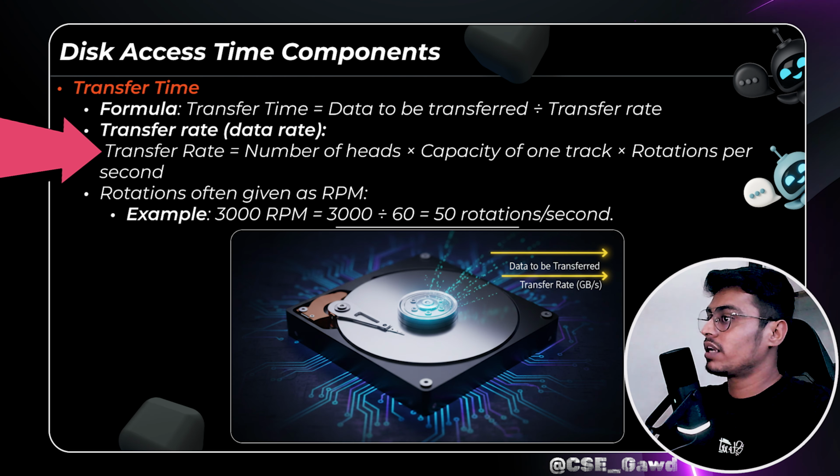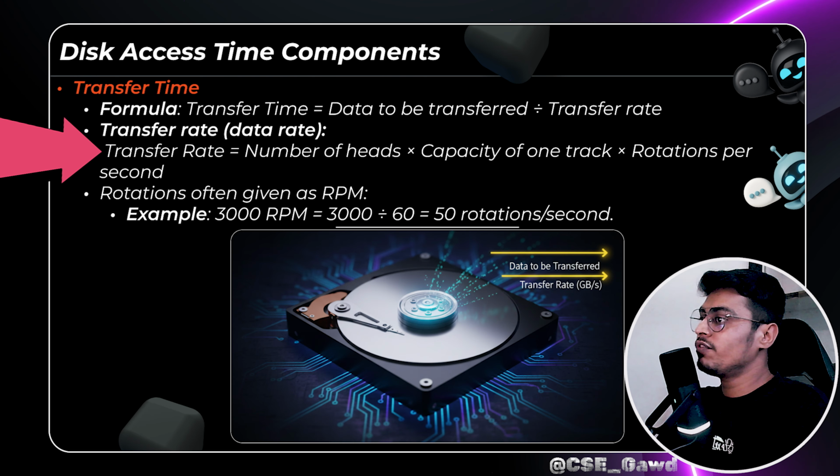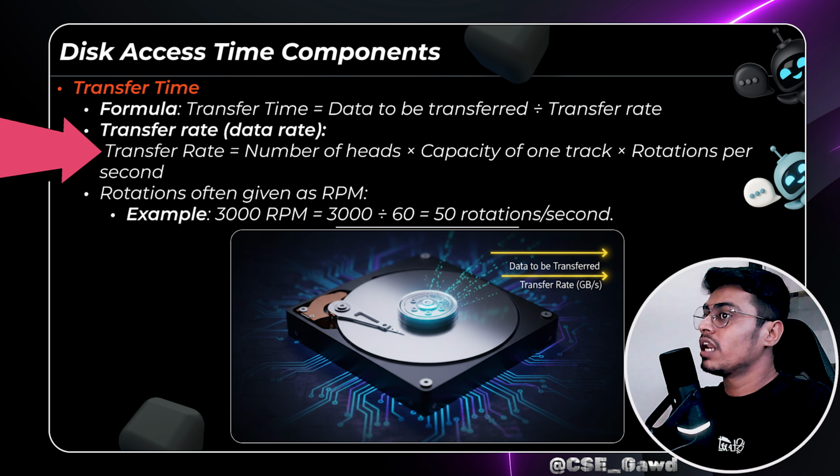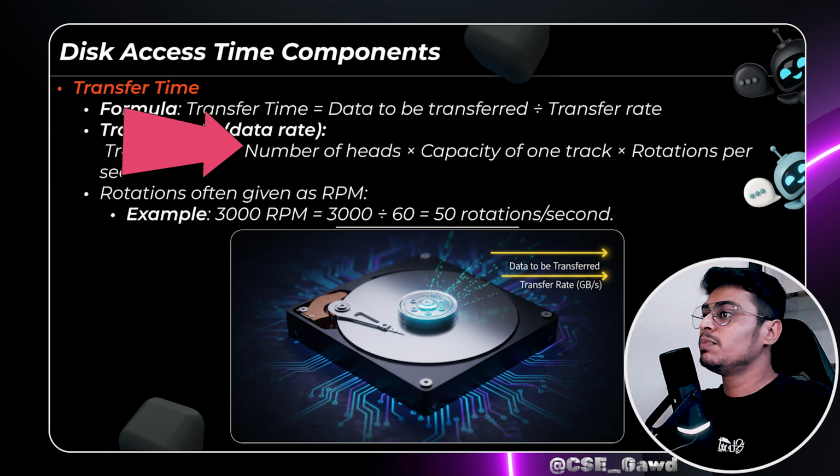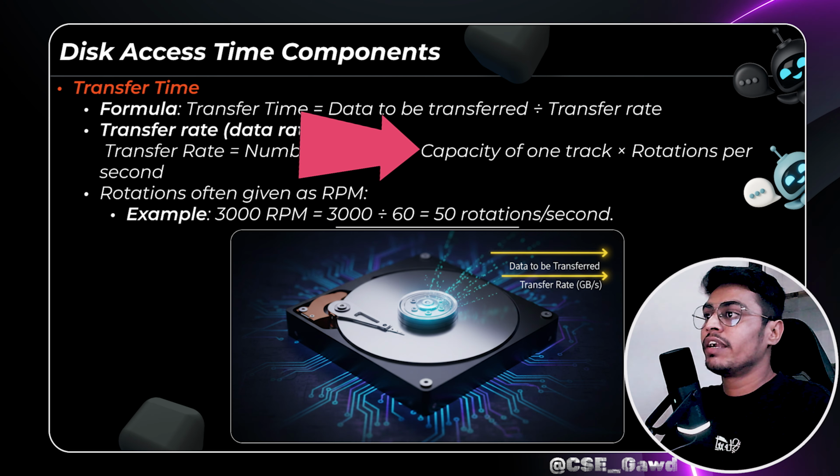The formula for transfer rate or data rate is: transfer rate is equal to number of heads into capacity of one track into number of rotations per second. Now let me explain each component. Number of heads means the number of surfaces. If you have 4 platters, you have 8 surfaces, so 8 heads. Second is capacity of one track. You can find this by multiplying the number of sectors in one track by the data capacity of each sector.